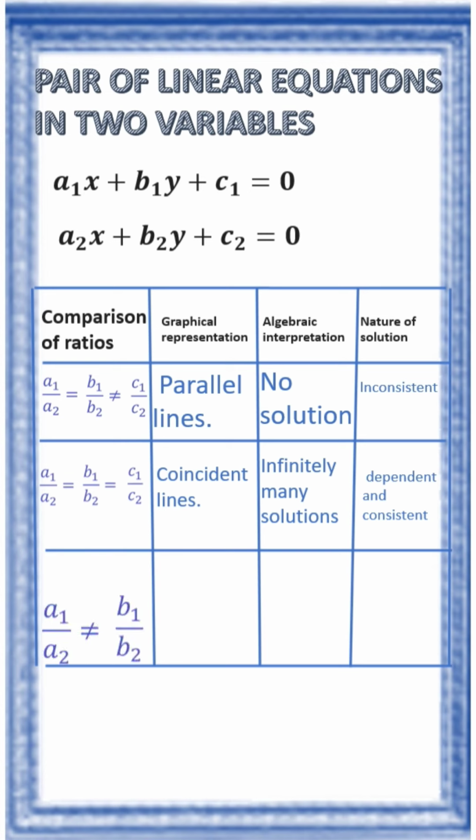If a1 by a2 is not equal to b1 by b2, the graph has intersecting lines. It has a unique solution, meaning only one solution. The nature of the solution is consistent.